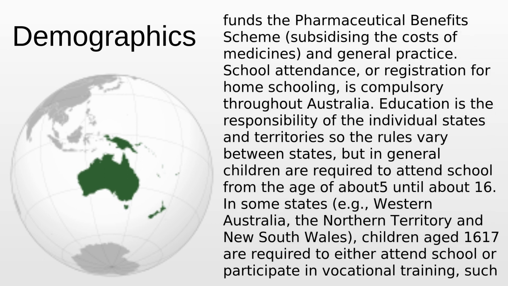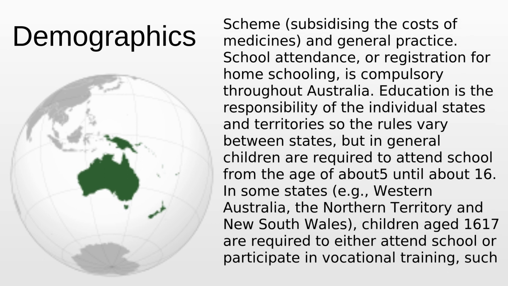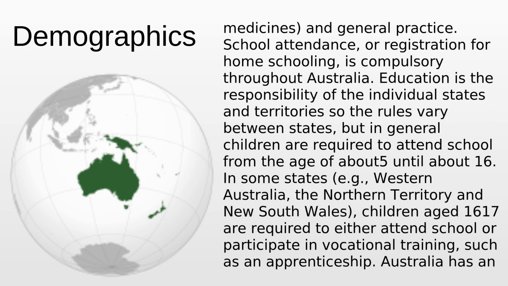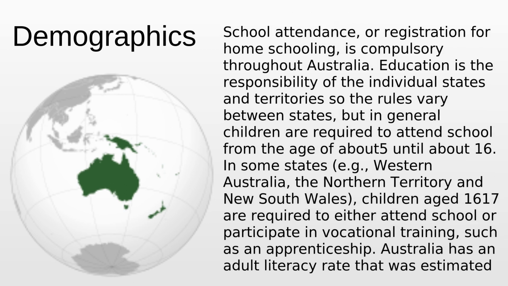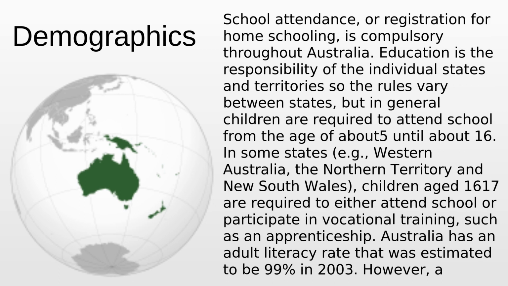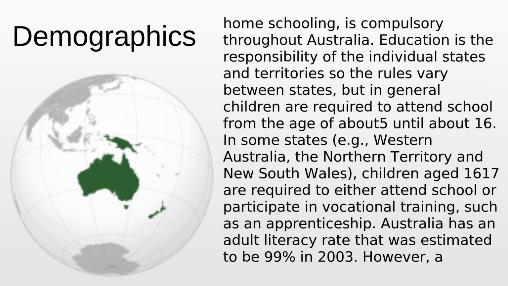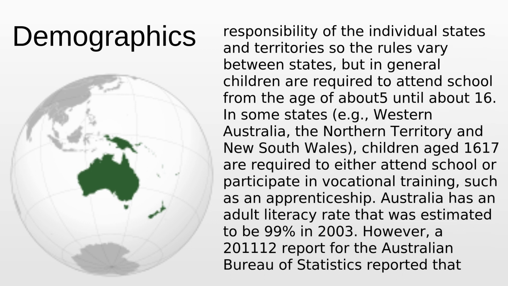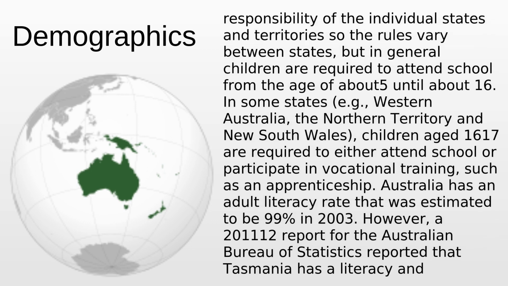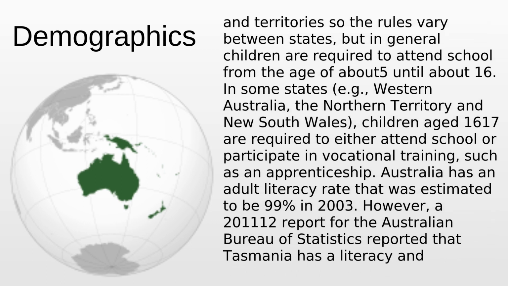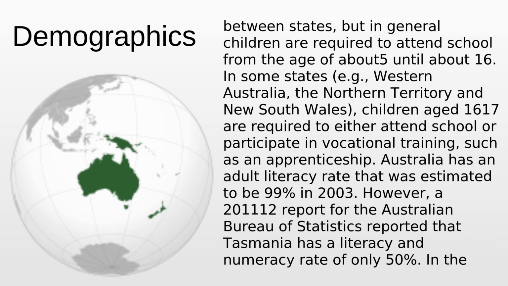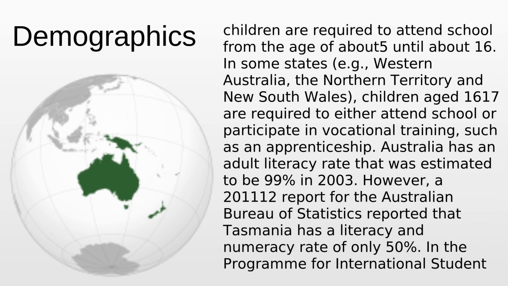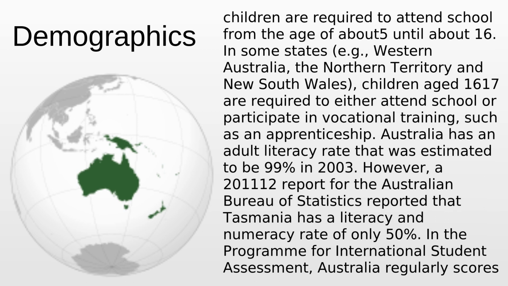The states manage hospitals and attached outpatient services, while the Commonwealth funds the Pharmaceutical Benefits Scheme, subsidizing the cost of medicines and general practice. School attendance, or registration for homeschooling, is compulsory throughout Australia. Education is the responsibility of the individual states and territories, so the rules vary between states.